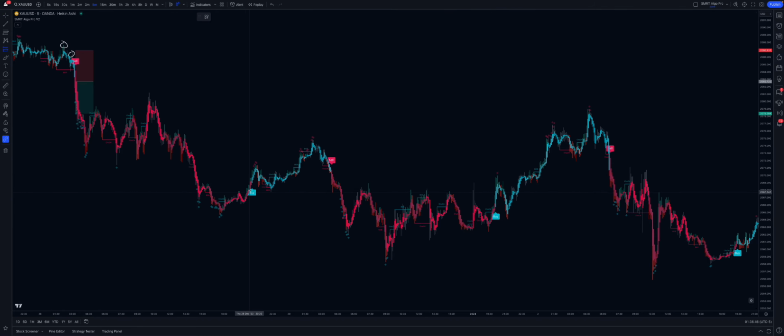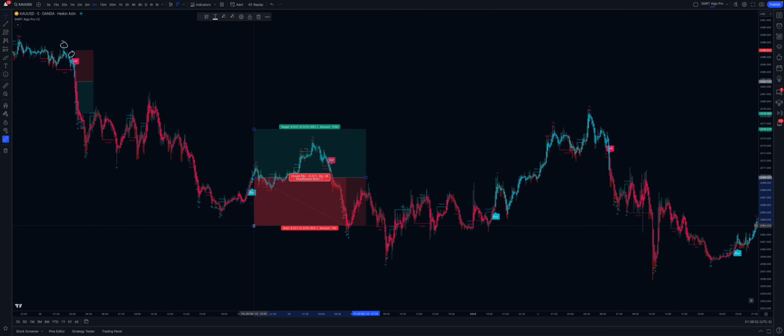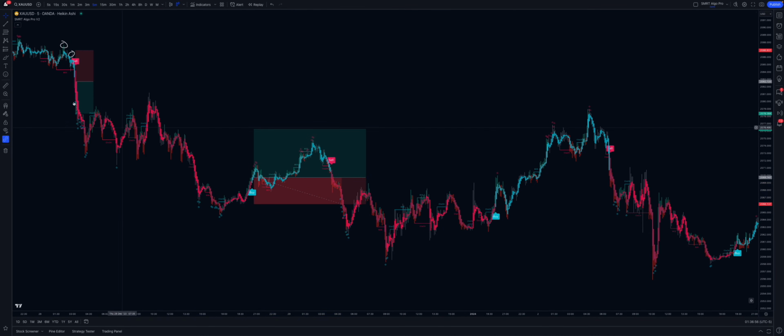So we would do the same. We would enter at the next candle after the buy signal has been generated, and then we would place our stop loss somewhere here. So you see here we have our lows. We're going to place a 1-to-1 risk reward ratio. And this buy trade has hit take profit as well.